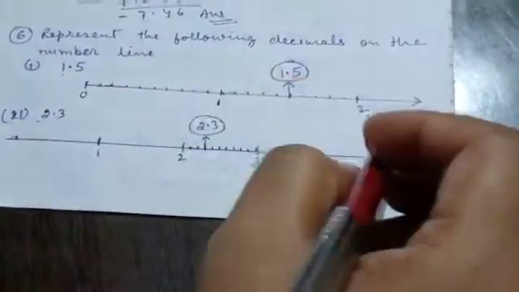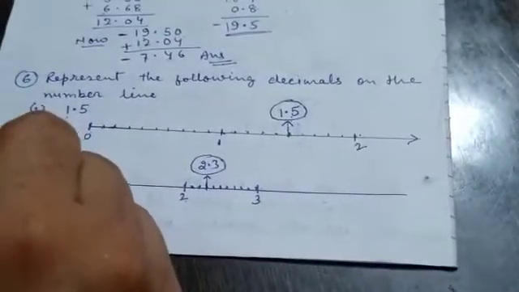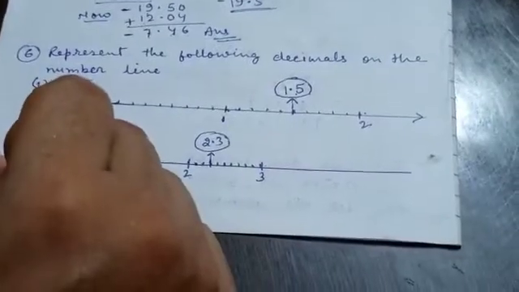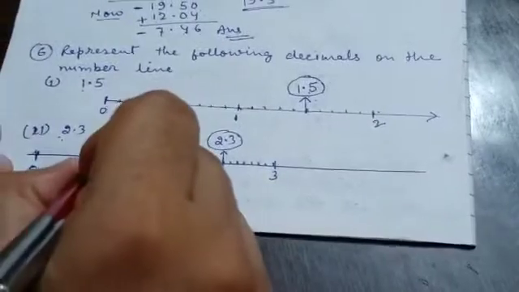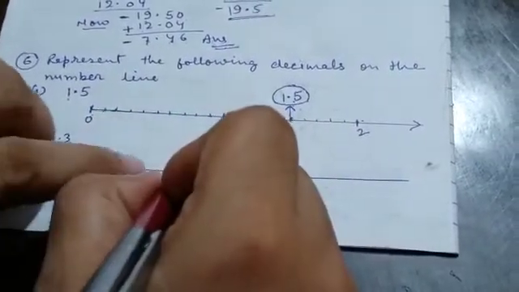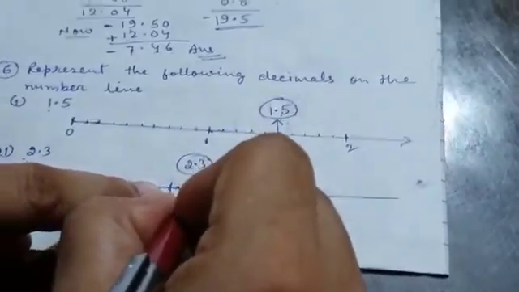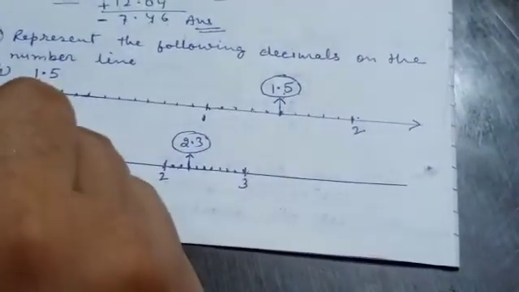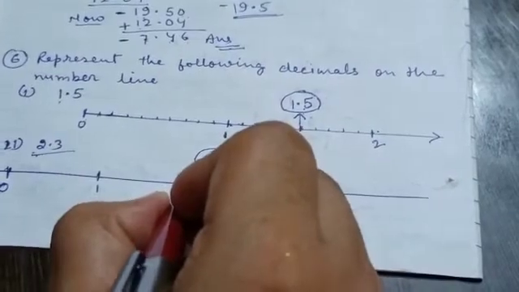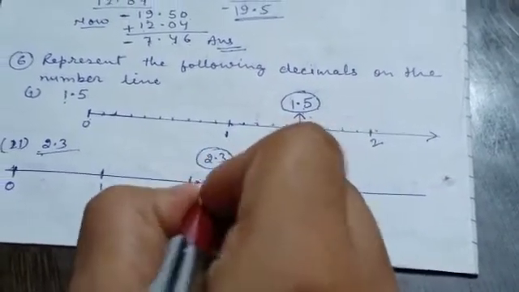Second, 2.3. How will we represent 2.3? Here this is 0. It is also a positive number, so we will represent it on the right side of the 0. So this is 1 unit, this is 2 units, and again this third unit will be divided into 10 smaller units. So let us divide them. 1 2 3 4 5 6 7 8 9 10. And in the question it is written 2.3, meaning 2 and 0.3. 1 2 3 smaller units will represent the decimal part. 2.3, this will be our answer.